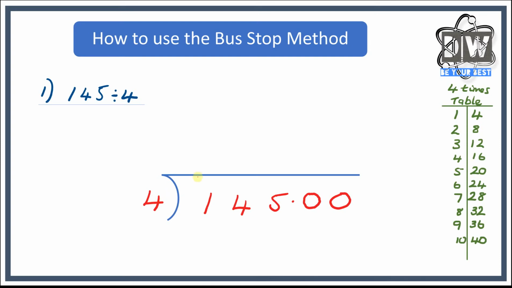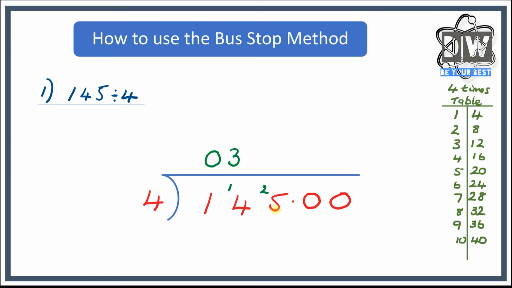How many 4s go into 1? Well, they don't. So I times it by 0 to get 0. But I then have a remainder of 1. How many 4s go into 14? I look down my list. I can see 3 4s are 12, 4 4s are 16. So I've got to go for 3, but I've got a remainder of 2. So 3 goes there and 2 goes there.